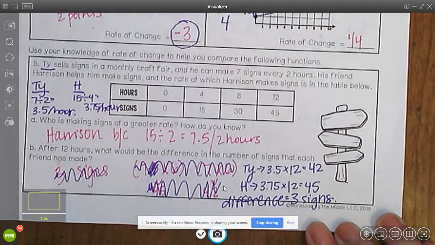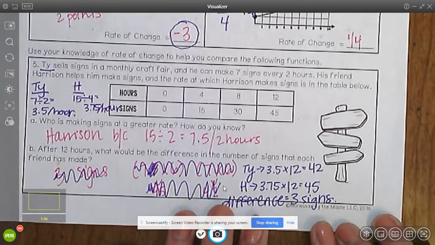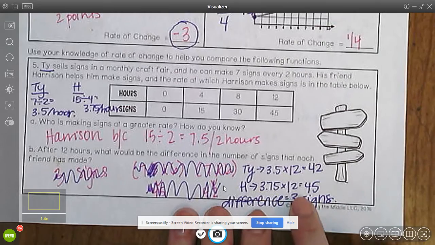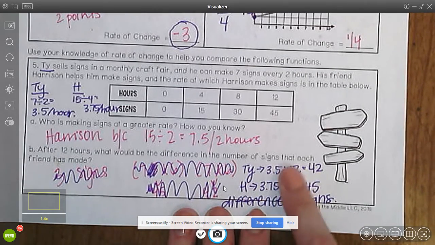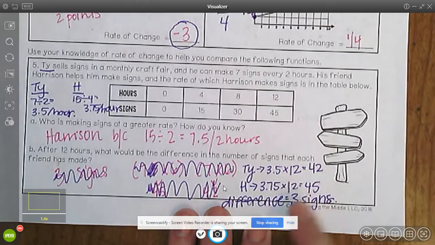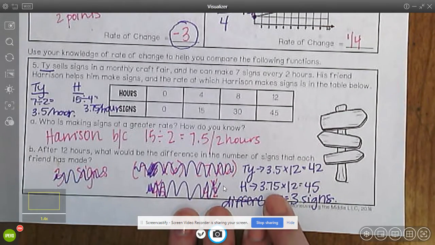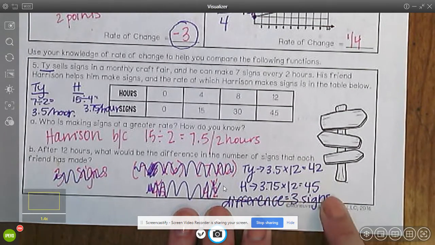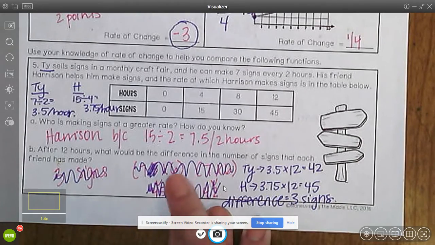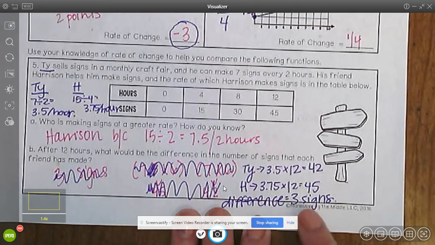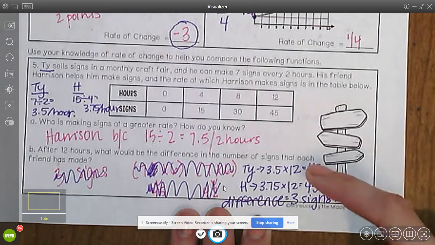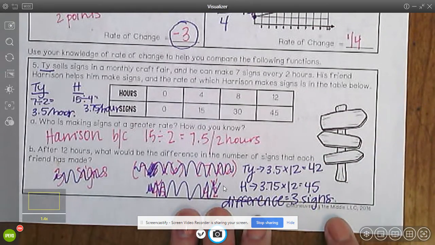Okay, so the video cut off because I can only make 5-minute videos at a time, but the rest of this was basically showing that if Ty makes 3.5 signs each hour, then in 12 hours he would make 42 signs. If Harrison makes 3.75 signs per hour, after 12 hours he would make 45 signs. The question was asking what would be the difference in number of signs each friend has made, and the difference would be 3 signs because the difference between 42 and 45 is 3.